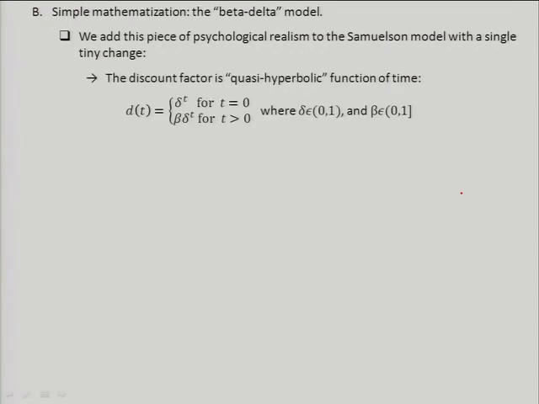Okay, so we really like the fact that we get to keep all of Samuelson's model and just add this one tiny little parameter. We really love that, because that means we get to improve upon the model dramatically and not get kicked out of the tent. Okay? So instead of having an exponential function of time, we're going to say the discount factor is this quasi-hyperbolic function, and the function is this. If t is 0, that's the present, then it's just going to be delta to the t, which is 1.